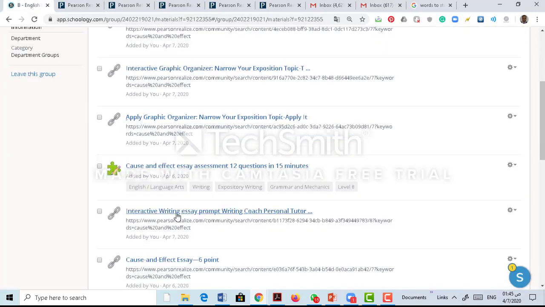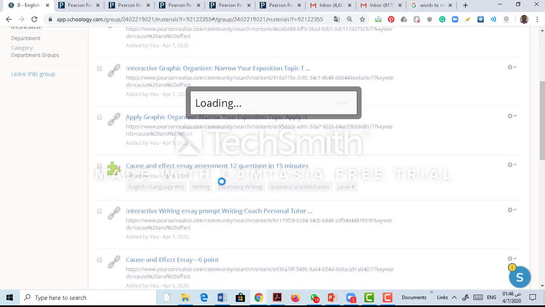The next link will take you to the cause and effect assignment. It will take you around 15 minutes because it's timed, but of course you can finish earlier. It's all multiple choice questions, and I want you to post your mark on the discussion forum after you finish this one.